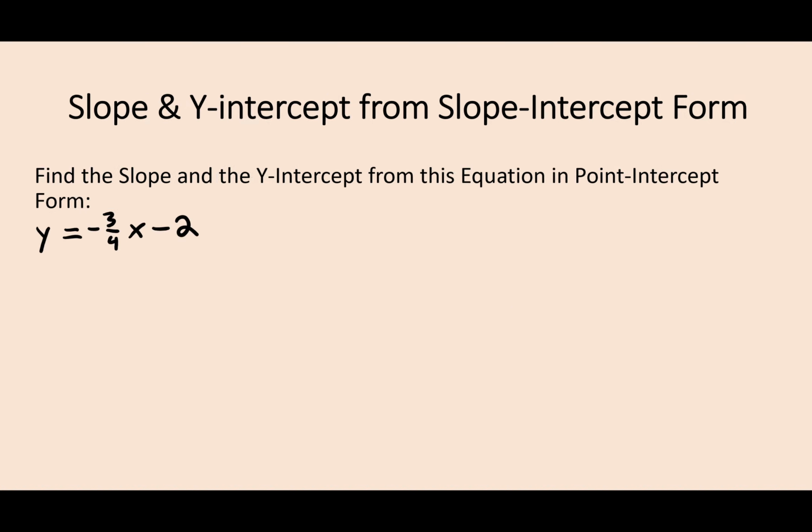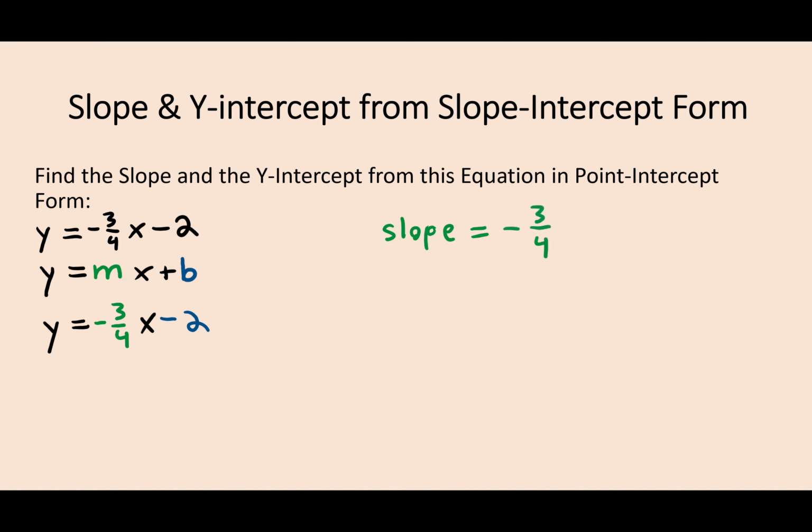And finally, let's do another example. Here, let's pretend that we're working backwards. We're given the equation and we need to determine what the slope is and what the y-intercept is. Well, my equation is always going to be y = mx + b. So if I take the initial equation that I was given and color code it, I can tell that m, my slope, is going to be -3/4, and b, my y-intercept, is going to be -2. And that's pretty much it.